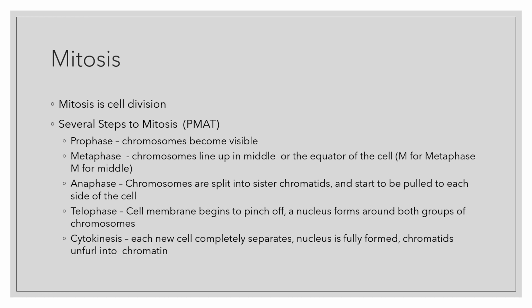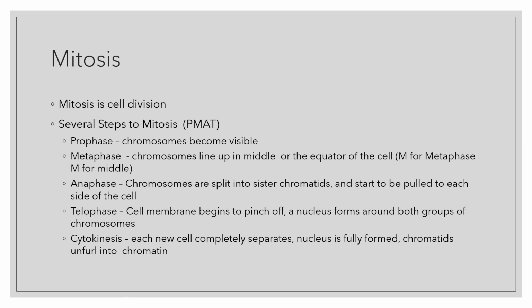Then we hit anaphase, where the chromosomes are split into sister chromatids. So those X's are now being turned into little ones, okay? And they're starting to be pulled to each side or each pole of the cell. Then we have telophase. This is where the cell membrane begins to start to show that pinch. The nucleus of each individual cell starts to form around both groups of chromosomes.